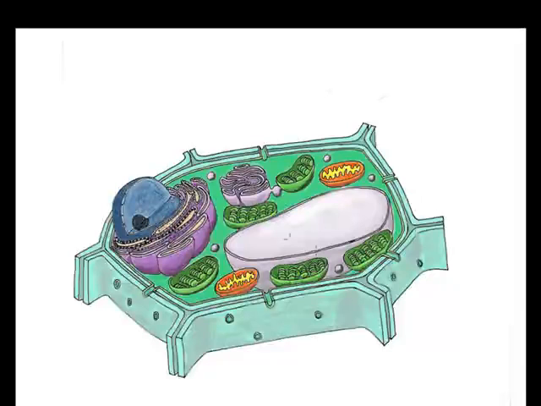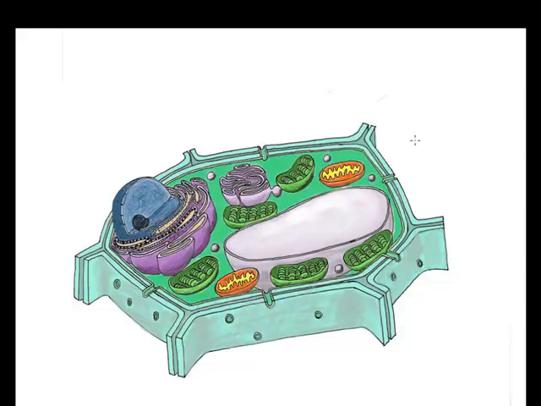This figure depicts a living plant cell, and this is what we refer to as somewhat of a generic plant cell, in that it has all of the known organelles in it. And throughout this module, we'll be referring to various parts of this drawing.